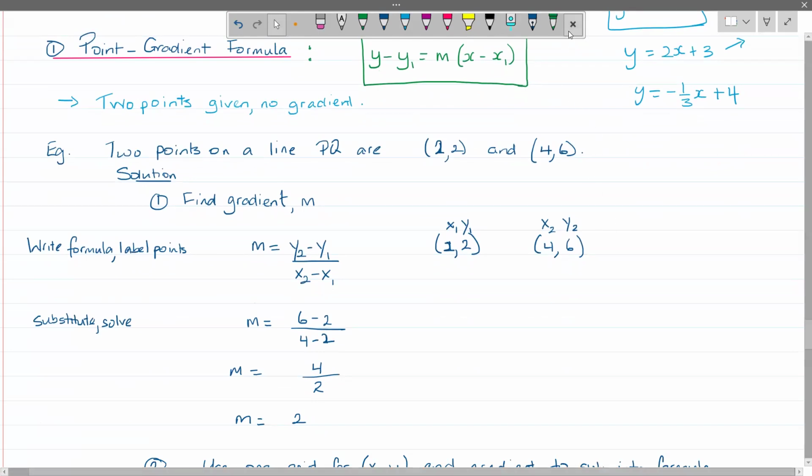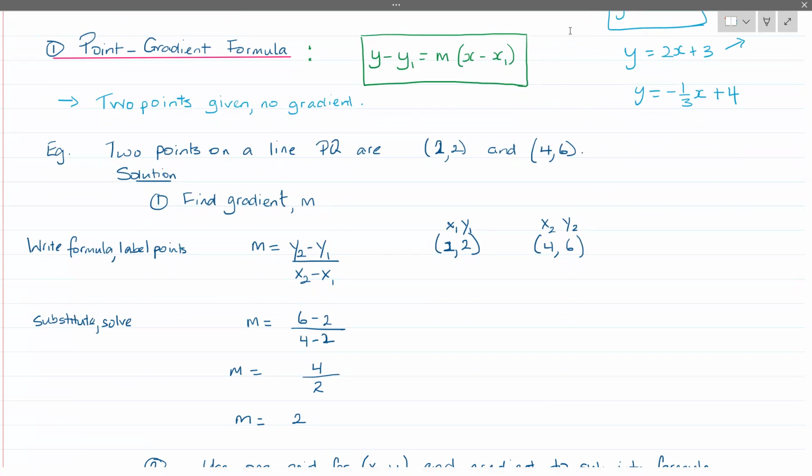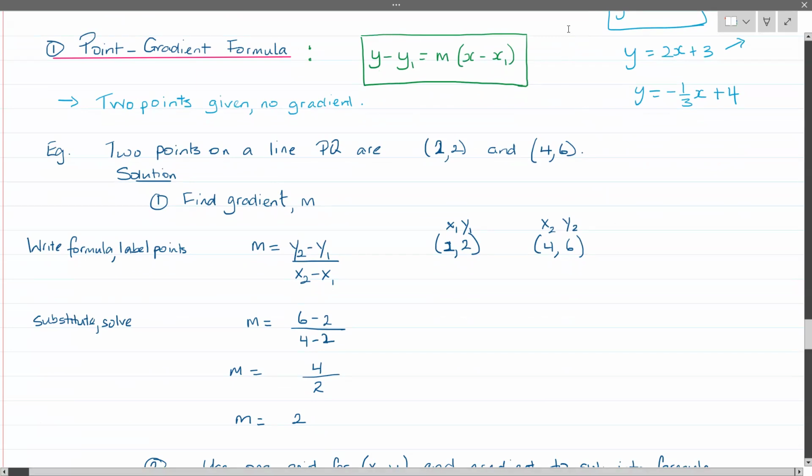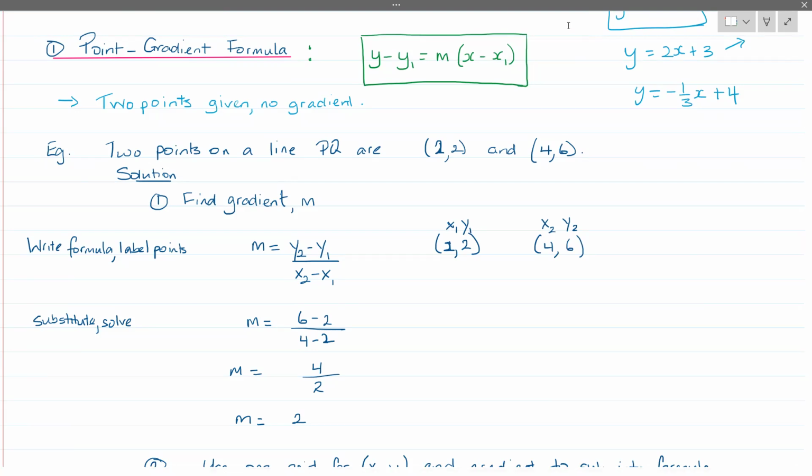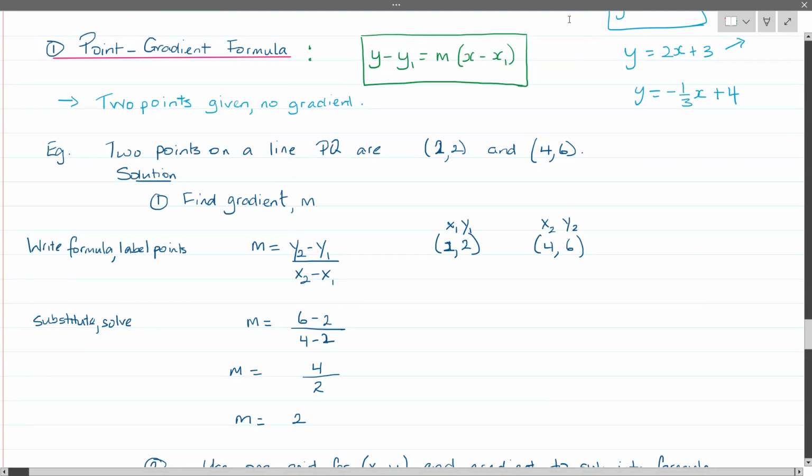So we're going to talk about the point gradient formula first. Usually they would tell you which one to use. If they don't tell you which one to use, you could choose whichever one you feel comfortable with. All you need to pay attention to is what you're given. You must always start answering these questions with what you're given, and then use what you have in order to find what you need to find.